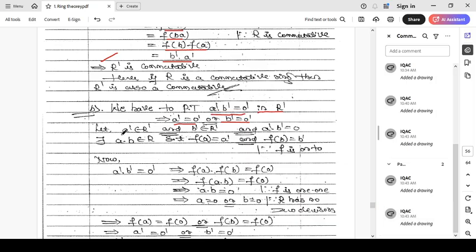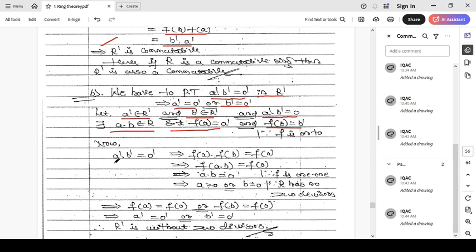Suppose I take A dash belongs to R dash and B dash belongs to R dash, and A dash into B dash is equal to 0. Then there obviously exist A, B belonging to R such that f of A is equal to A dash and f of B is equal to B dash, right? So now A dash B dash is equal to 0 dash implies f of A into f of B is equal to f of 0, which we get by the properties of homomorphism. I can write f of 0 as 0 dash. Therefore f of AB is equal to f of 0.